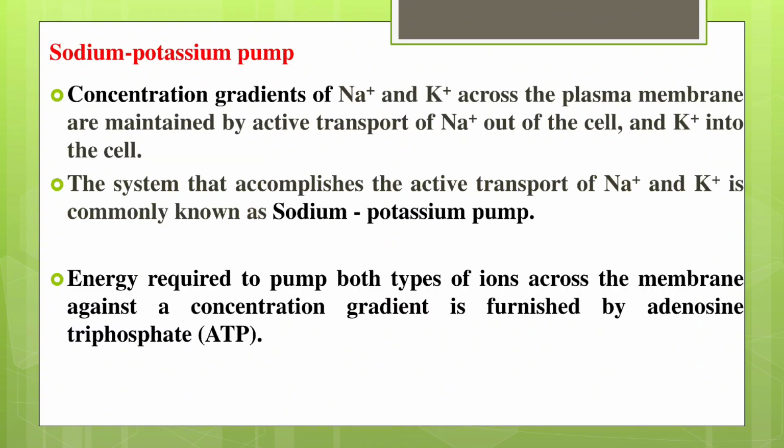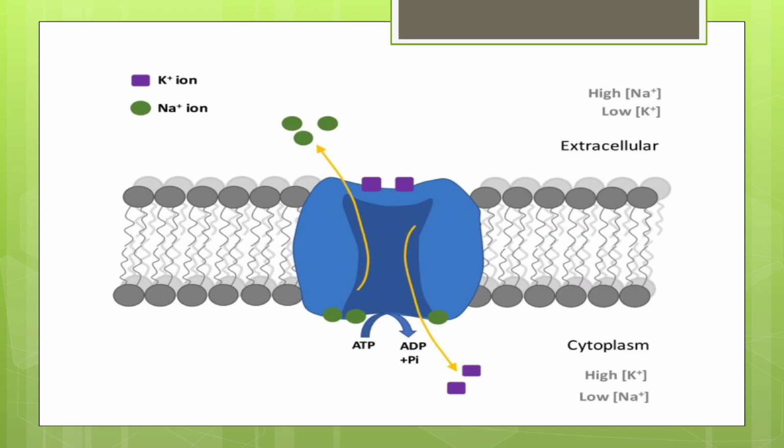Sodium-potassium pump. Concentration gradients of sodium and potassium ions across the plasma membrane are maintained by active transport of sodium ion out of the cell and potassium ion into the cell. The system that accomplishes the active transport of sodium ion and potassium ion is commonly known as the sodium-potassium pump. Energy required to pump both types of ions across the membrane against a concentration gradient is furnished by adenosine triphosphate, ATP. Concentration gradient created by transport of ions between the extracellular fluid and cytoplasm by the sodium-potassium pump.